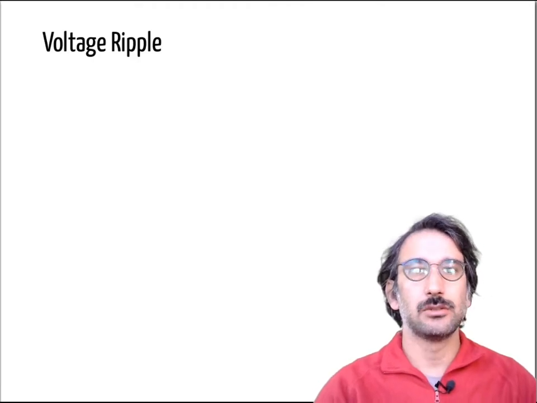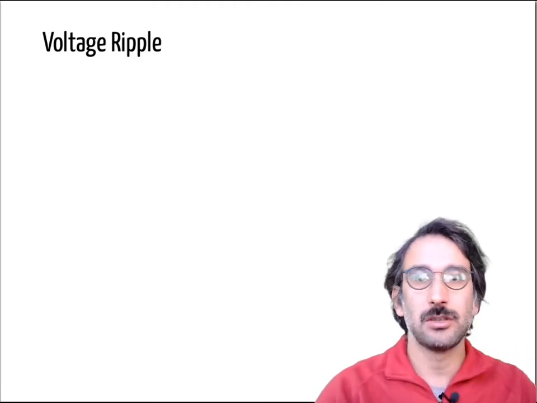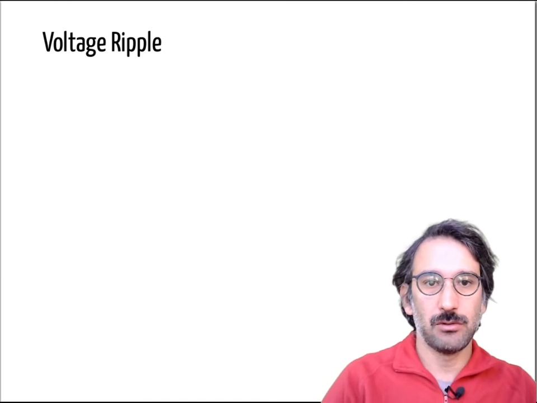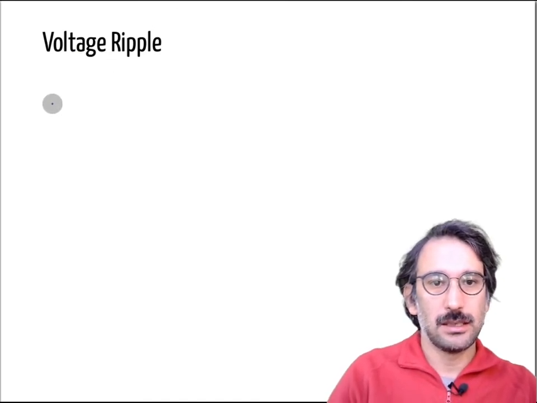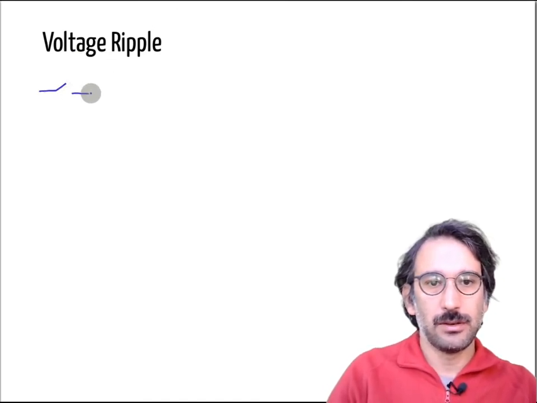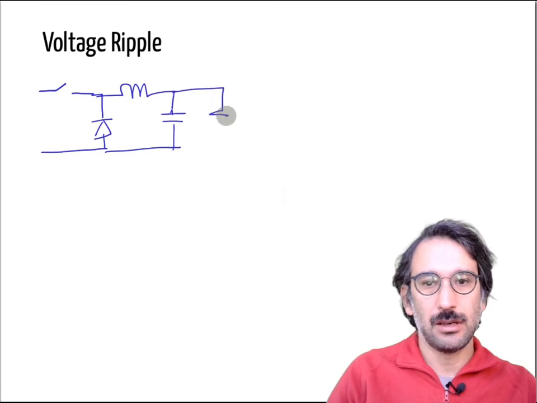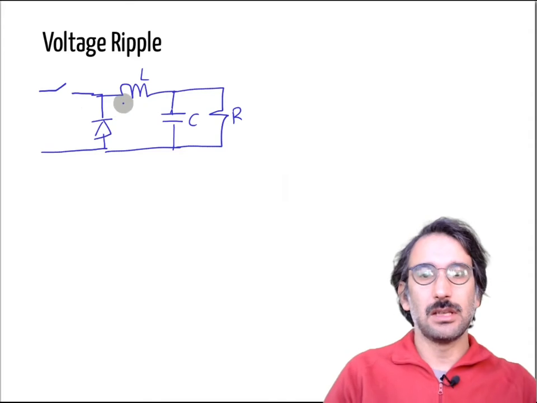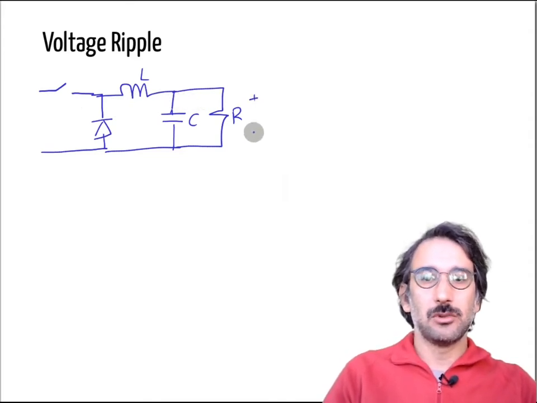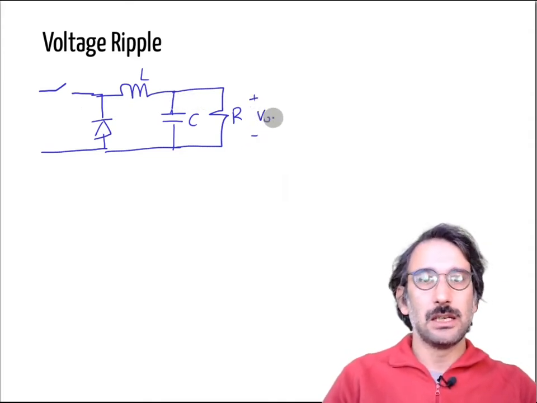So hi, today we will talk about the voltage ripple in a buck converter. Just as a review, we have our switch, we have our diode here, and we have the inductance and also the capacitance. This is our load, right? Until now, we assumed the output voltage is constant.